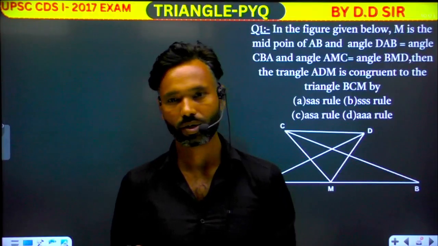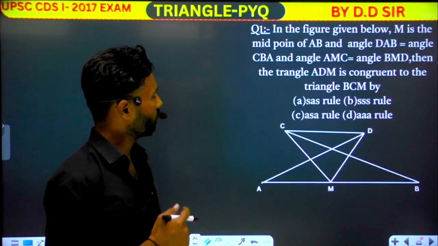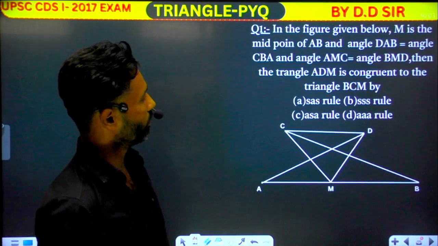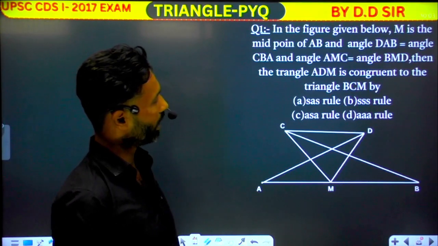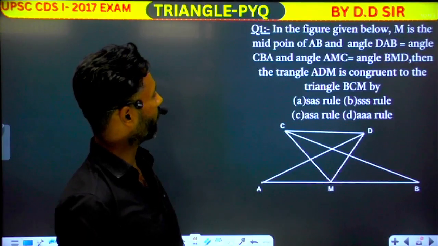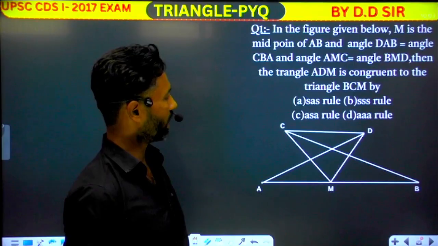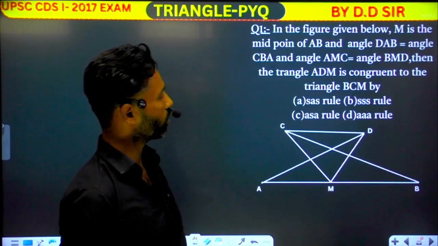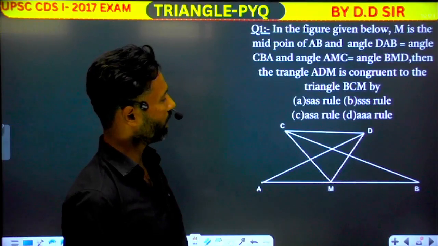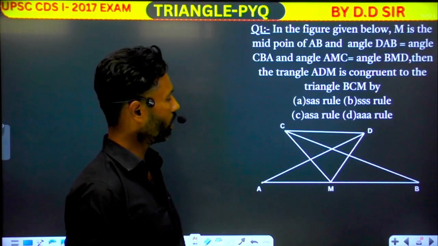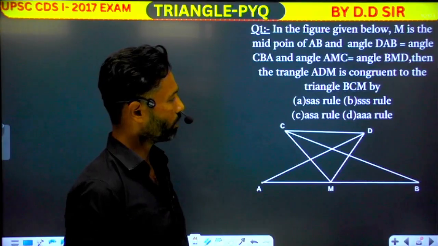Let's start. Question number 1: in the figure given below, M is the midpoint of AB and angle DAB equals angle CBA. Angle AMC equals angle BMD. Then triangle ADM is congruent to triangle BCM by SAS rule, SSS rule, ASA rule, or triple A angle rule.